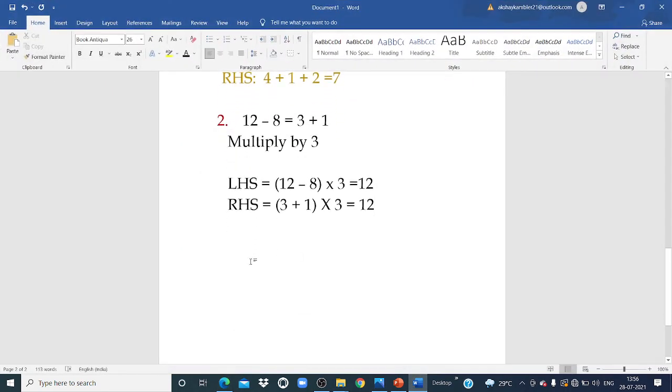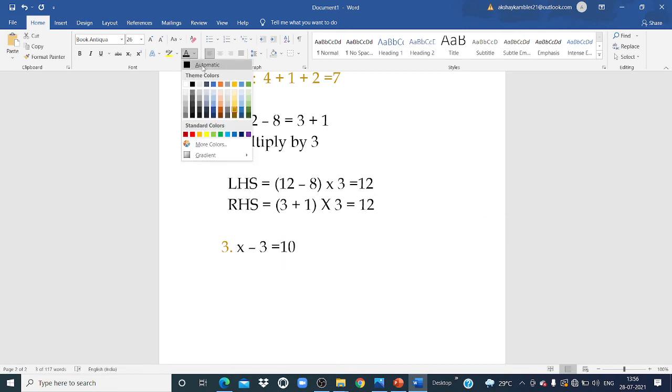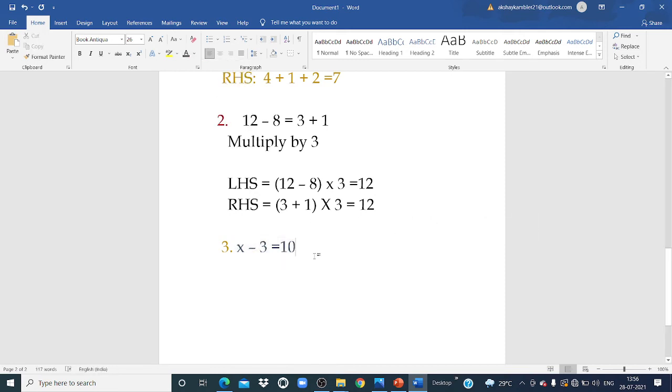See, for finding out the solution of the example, what will we do? Just take one example, that is x minus 3 is equal to 10. Here, what do we have to do? We have to find out the solution of the given example.